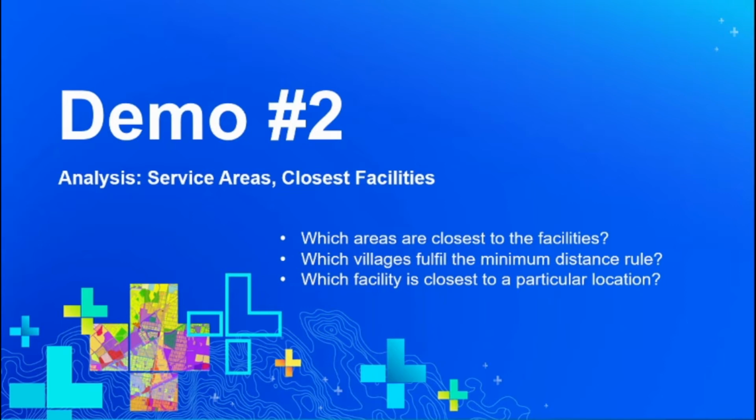So let's get into demo 2, where we'll be exploring network analyst tools, and we're going to be utilizing service area tools and accessibility tools. The 3 questions we're going to be trying to solve in this particular demonstration are: which areas are closest to the facility, which villages fulfill the minimum distance rule, and which facility is closest to a particular location.